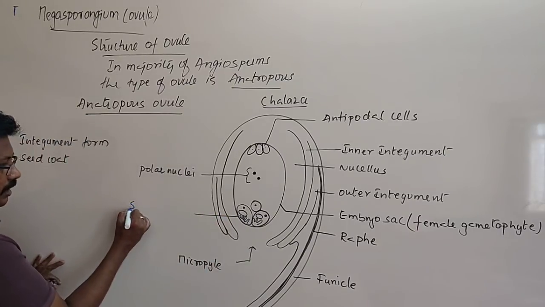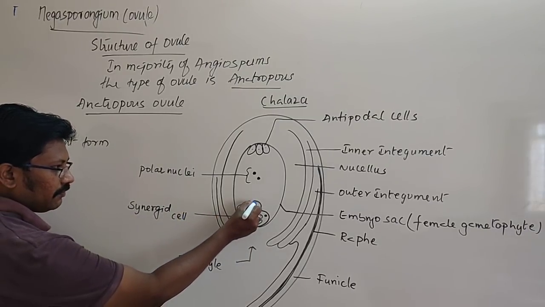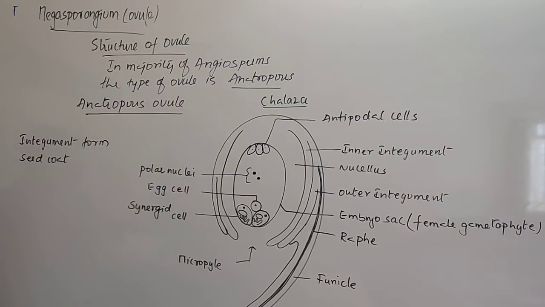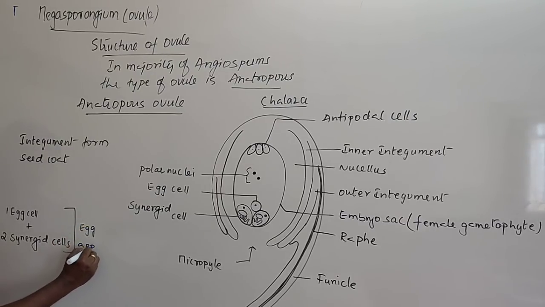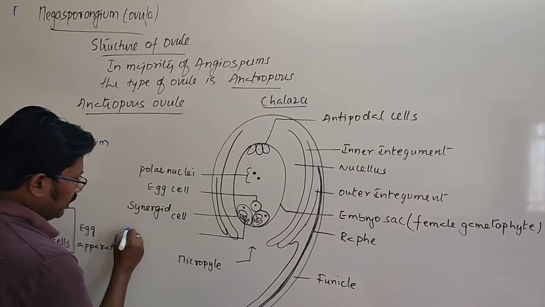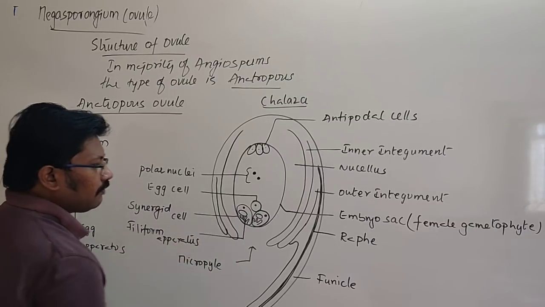These are called synergid cells. So this is a synergid cell, and between these two synergid cells we find another cell, which is called the egg cell. So one egg cell plus two synergid cells together constitute what is called the egg apparatus. Inside the synergid cells we also find finger-like projections, which are called the filiform apparatus.